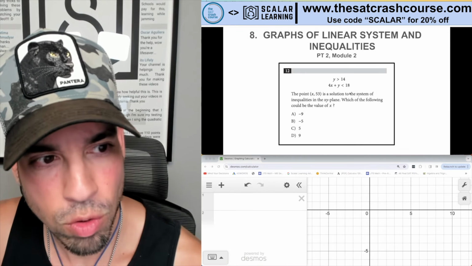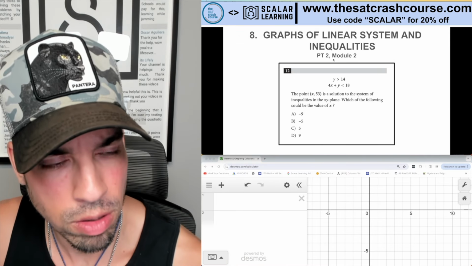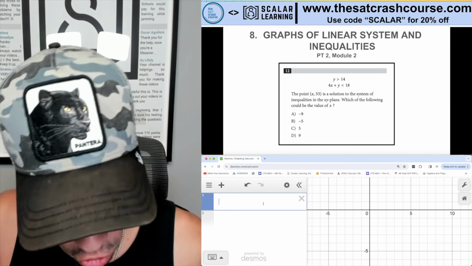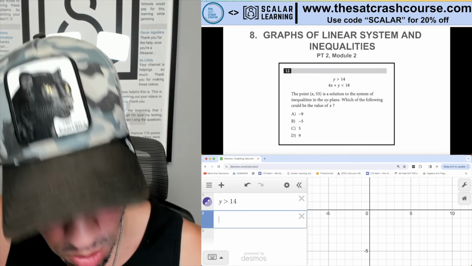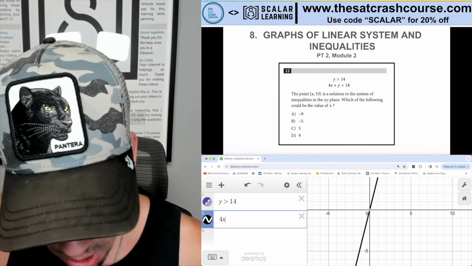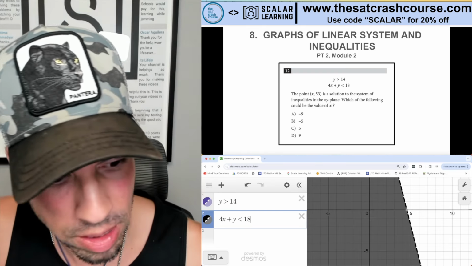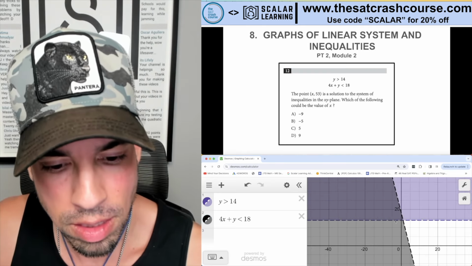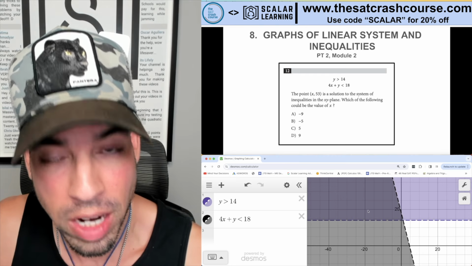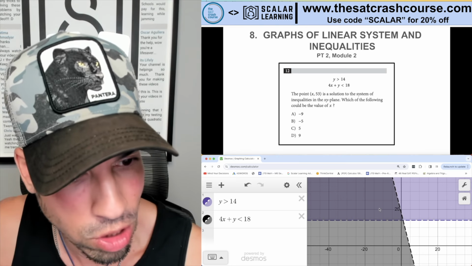Done. Now we get a graph of linear systems and inequalities. These are two inequalities. Straight away, I'm going to plug it in, right? So I'm going to show you what the graph looks like of y is greater than 14 and 4x plus y is less than 18. It's really nice. You don't have to isolate y. You can just put it in as is. And the system of inequalities, we're looking for the shaded region, okay? The double shaded region. That's our solution set.